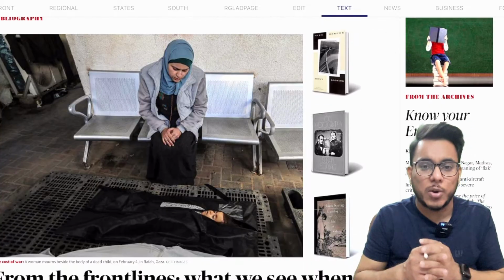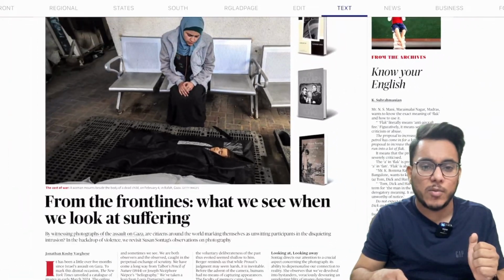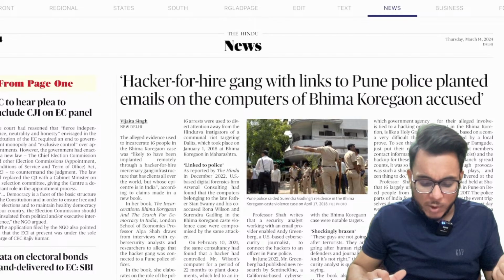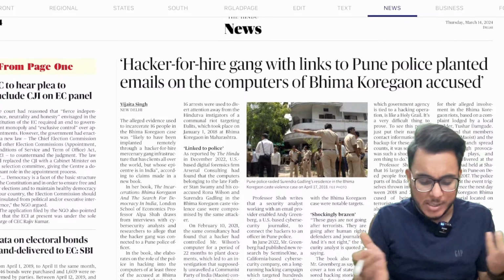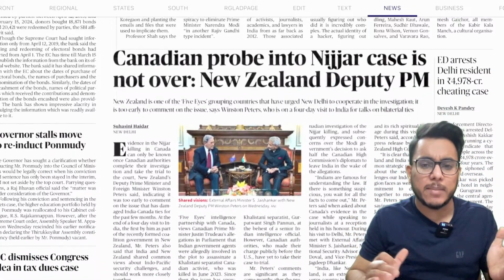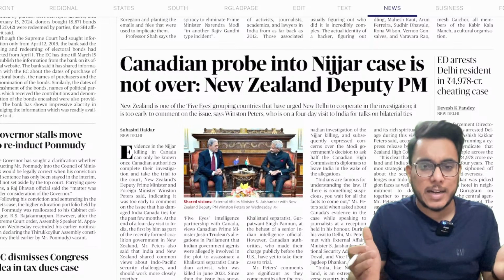Then a bibliography article. This article is talking about the premise here. From the front lines, we look at the suffering. Then further moving on, hacker-for-hire gang links to Pune police planted. Not a very important article for the examination. Then, Canadian probe into Nijjar case.